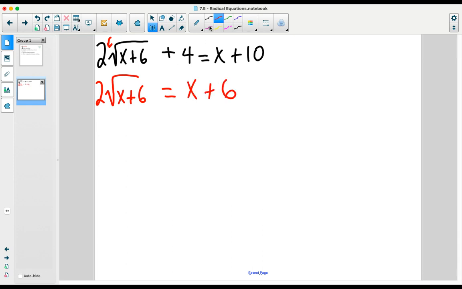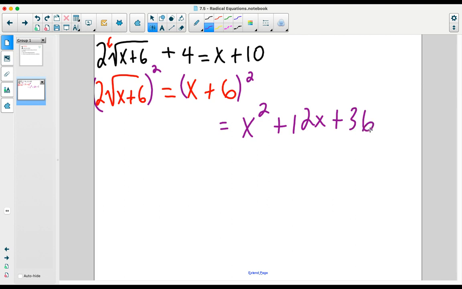And it's from right here that we're going to square both sides of this equation. On the right-hand side, we have a simple squaring of a binomial, x squared plus 12x plus 36. But on the left-hand side, we're imagining 2 root x plus 6 times 2 root x plus 6. In that case, the 2 times the 2 becomes a 4, and the root x plus 6 times the root x plus 6 just becomes regular x plus 6 with no more radical.